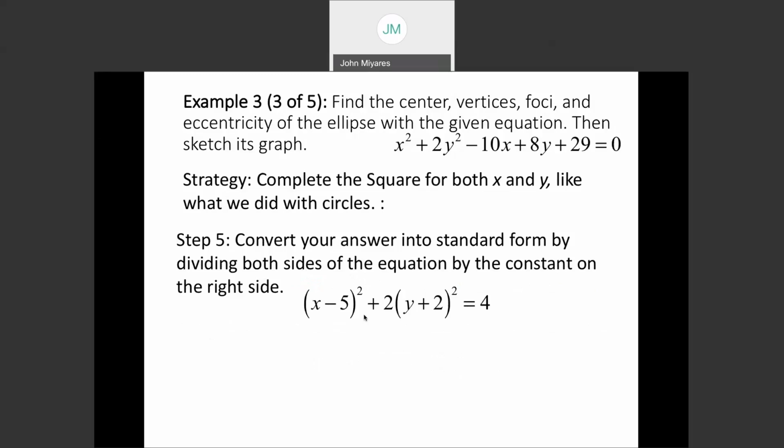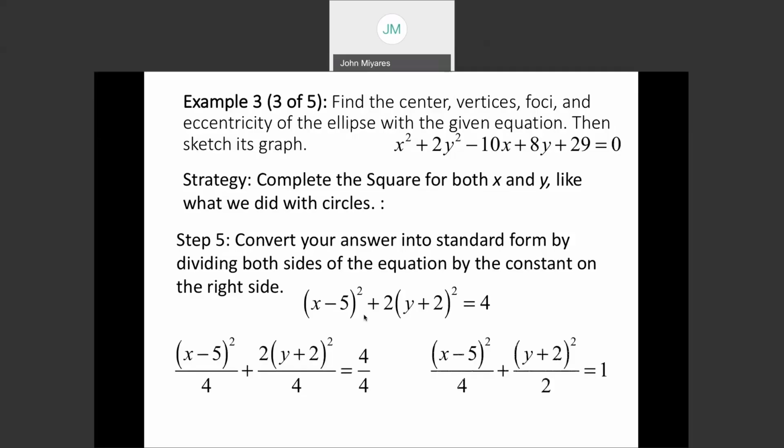Our last step is going to be to get this into standard form, which requires that the equation equal 1 on the right side, not 4. So how are we going to do that? Well, we're going to divide everything in the equation by 4 and then reduce the fractions that we can see. So our final answer will have (x minus 5) quantity squared over 4 plus (y plus 2) squared over 2 equals 1.